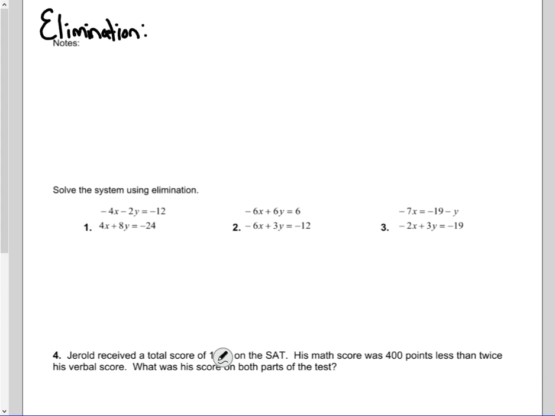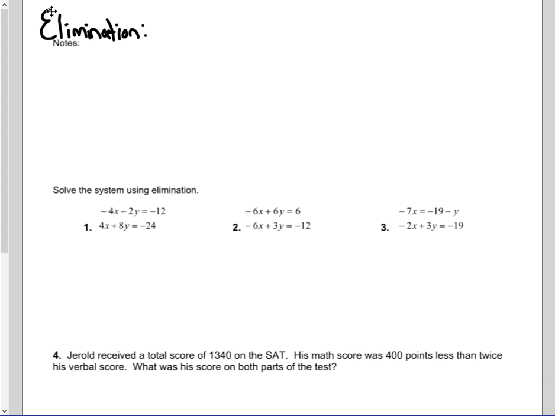Now, elimination is going to be similar to substitution in that it's symbolic. We're using letters and we're writing stuff down. We're not drawing a picture or anything. But it does have a special case in that it's a bit easier to use sometimes than others. So there are going to be times when we want to use substitution and times when we want to use elimination. And we're going to determine those cases today. So let's get started. Elimination.